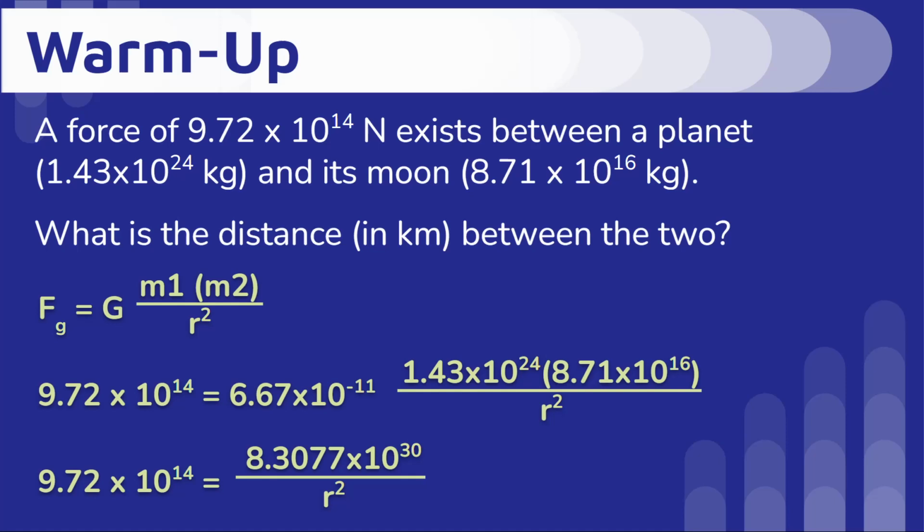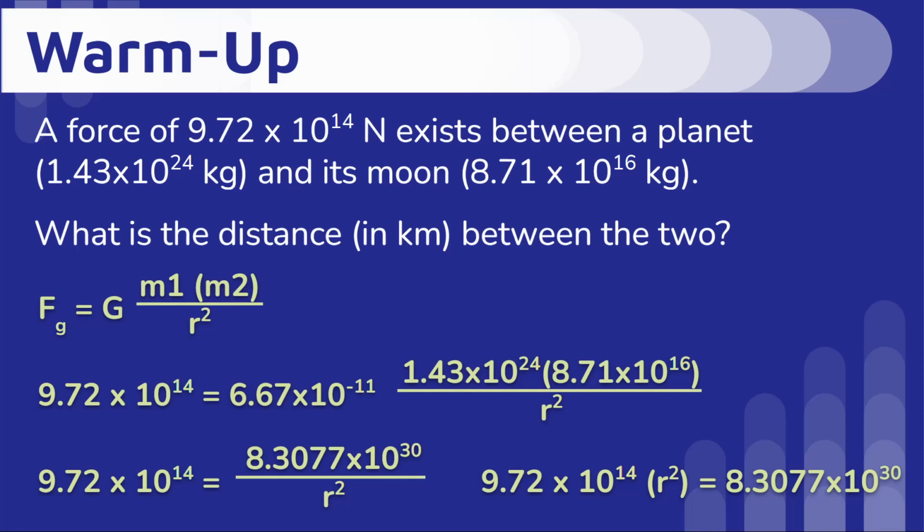So the next step I'm going to do is to multiply both sides by r squared so that I have this. And I'm going over these steps even though you should know it from your Algebra 1 class because I had too many people getting this wrong last week. Okay, so if I multiply both sides by r squared, I have 9.72 times 10 to the 14th times r squared. It's no longer on the bottom, equals 8.3077 times 10 to the 30th.